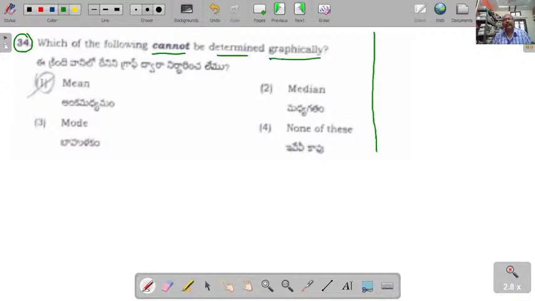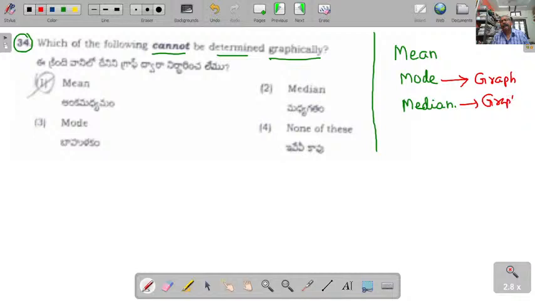Actually we have central tendencies: mean, mode, median. Of all the central tendencies, mode we can find by means of a graph, even median by means of a graph, but mean is not. Median we can find by drawing the ogive curves, mode by histogram. So here the first option is the right option. Mean cannot be determined graphically.